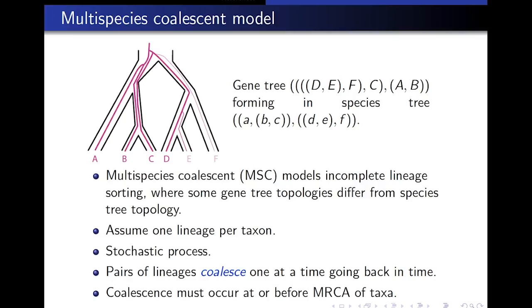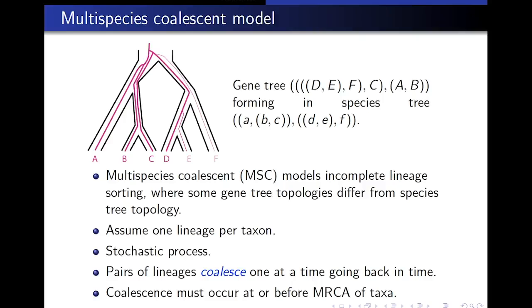Here's a 6-taxon species tree, the tree with the thick edges. Inside the species tree is a rooted 6-taxon gene tree in pink. We're going to assume there is only one lineage per taxon for simplicity, but this isn't a requirement of the MSC, it's simply to make things easier for us.